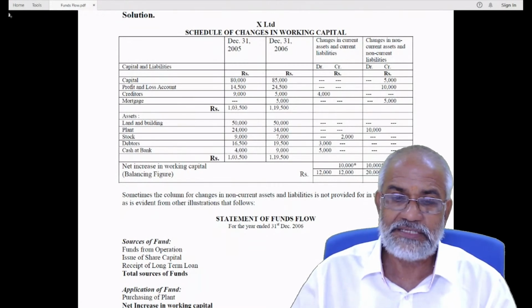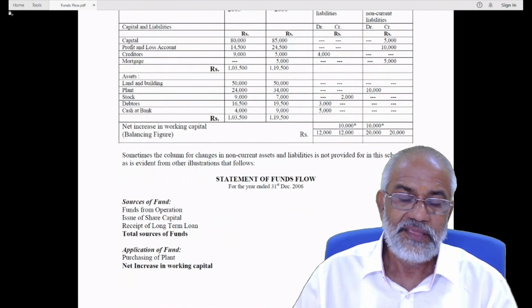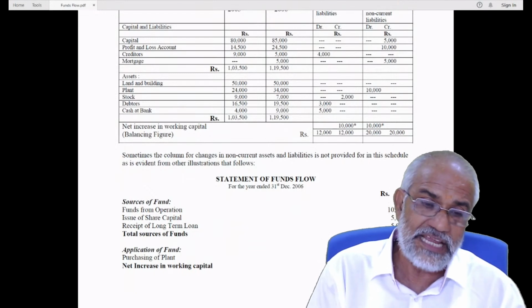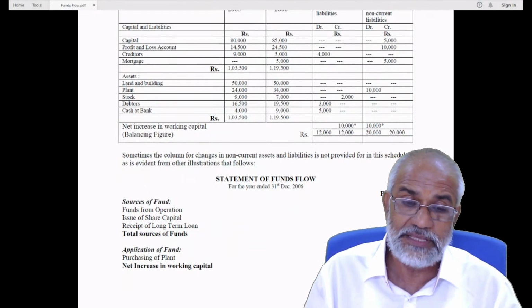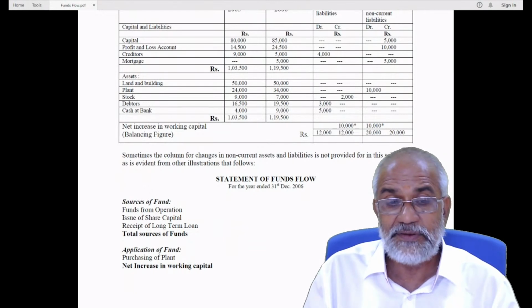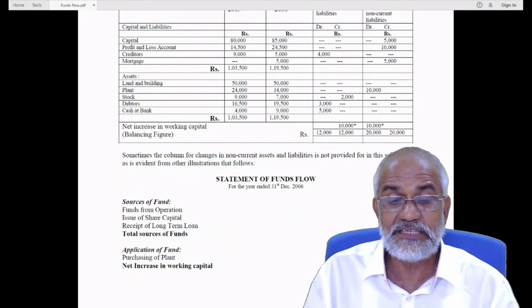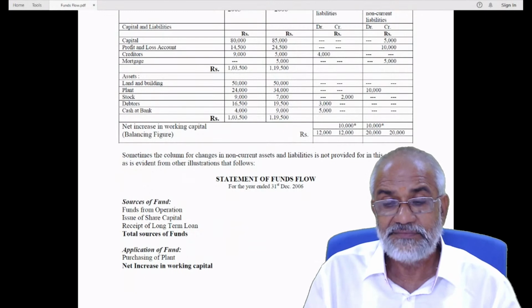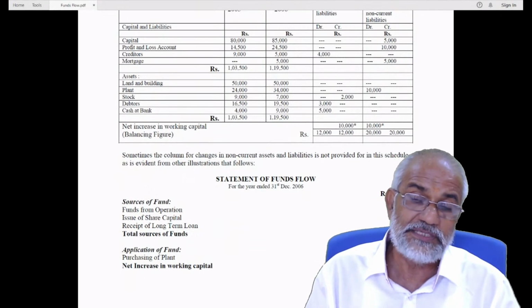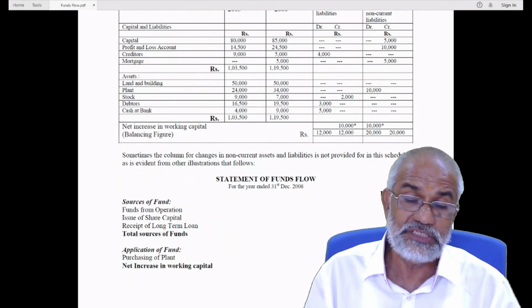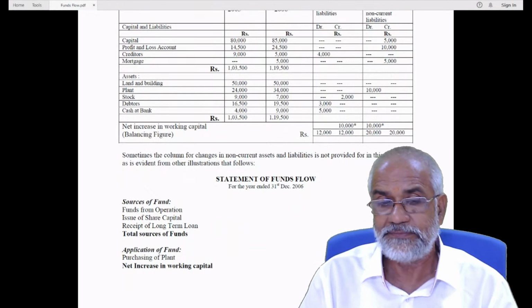Let us see the preparation of the funds flow statement. Here the funds flow statement may be prepared in T shape. The left hand side is for sources and the right hand side is for applications, or it may be prepared in a statement form. First sources, the different items of sources are mentioned, then total of sources, then next application of funds or uses of funds, different items, then total. Both the totals must be the same after taking into consideration the net increase or decrease in working capital, which is the resultant of the statement of changes in working capital.